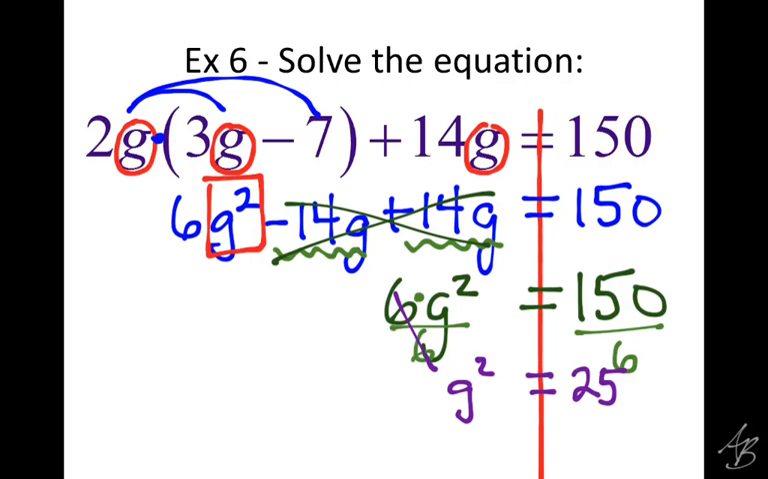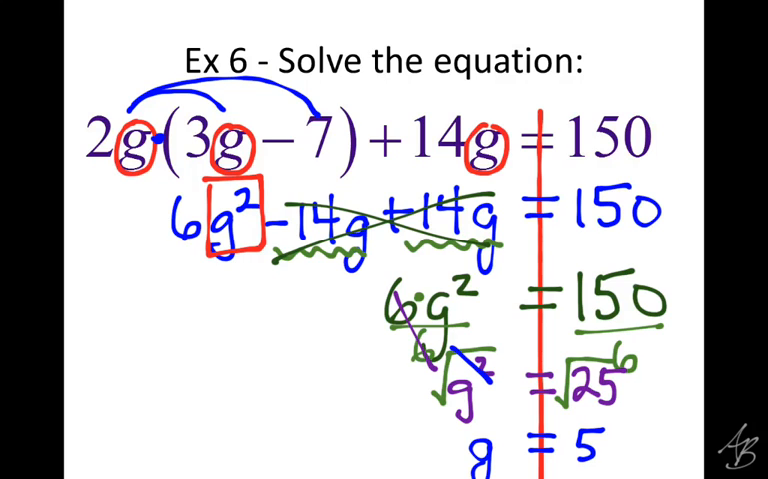And then one last thing I need to do. I still don't have the g by itself. What do I have to get rid of? I have to get rid of the square. So how do I get rid of a square? Take the square root. So I'm going to take the square root here. That's going to get rid of my square. But if I take the square root on the left side, I have to take the square root on the right side. All right, so on the left side, that square and square root cancel each other out, which leaves g. And on the right side, the square root of 25 is 5.